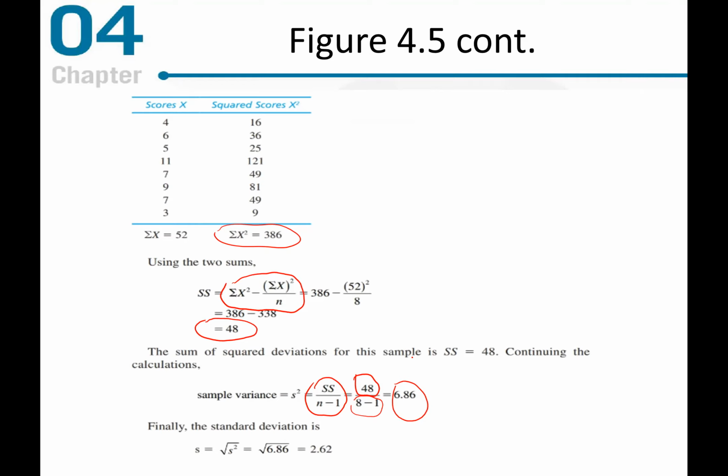And if we wanted to continue to get the sample standard deviation, right? S stands for sample standard deviation. S squared stands for sample variance, right? We would just take the square root of the sample variance. So the square root of 6.86 gives us 2.62. All right. And so that is our sample standard deviation.